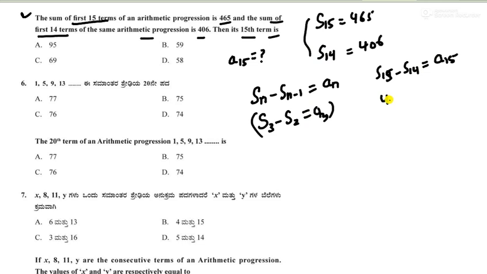It means 465 minus 406 will give you A15. So 15 minus 6 is 9. Here 5 minus 0 is 5. So the answer is 59. So you have to keep this formula in your mind: An is equal to Sn minus Sn minus 1. Okay, moving to the next question.